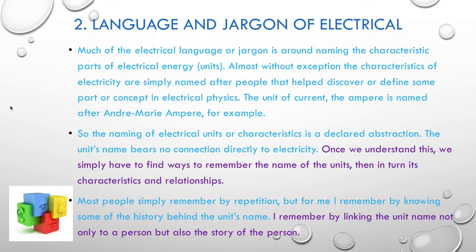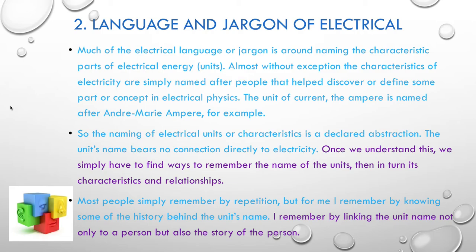2, language and jargon of electrical. Much of the electrical language or jargon is around naming the characteristic parts of electrical energy, that is, the units. Almost without exception, the characteristics of electricity are simply named after people that helped discover or define some part of the concept in electrical physics. For example, the unit of current, the ampere, is named after André Marie Ampere. It's just simply the name of the physicist who helped discover it.